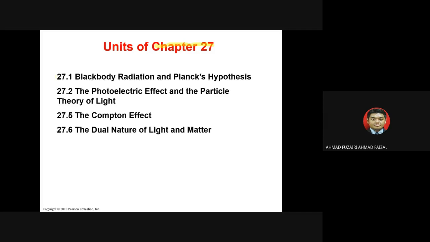So we're going to look into 27.1, blackbody radiation and Planck's hypothesis, and then point 2, photoelectric effect and the particle theory of light. And then we skip point 3 and point 4 from your textbook, and we go straight to point 5, the Compton effect, and finally point 6, the dual nature of light and matter. So in this lecture, I'm going to brief you on 27.1 and point 2 only.